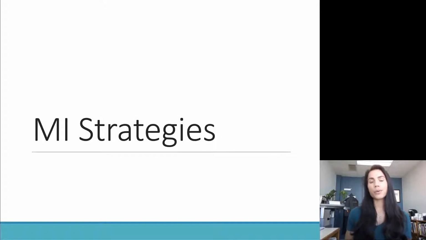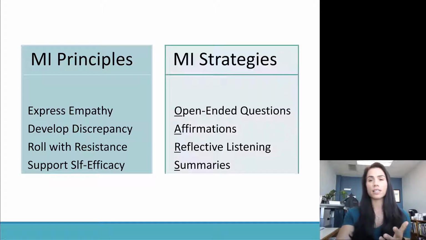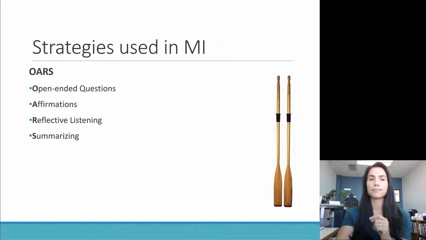In this part of the lecture, we are going to go over the MI strategies. If you remember, we just learned the MI principles: expressing empathy, developing discrepancy, rolling with resistance, and supporting self-efficacy. Now we're going to go over MI strategies: open-ended questions, affirmations, reflective listening, and then summarizing.